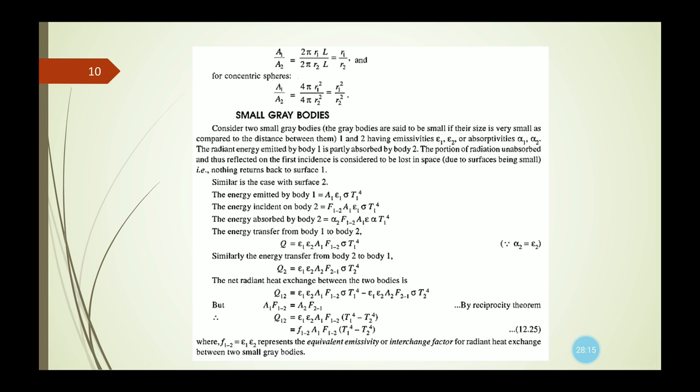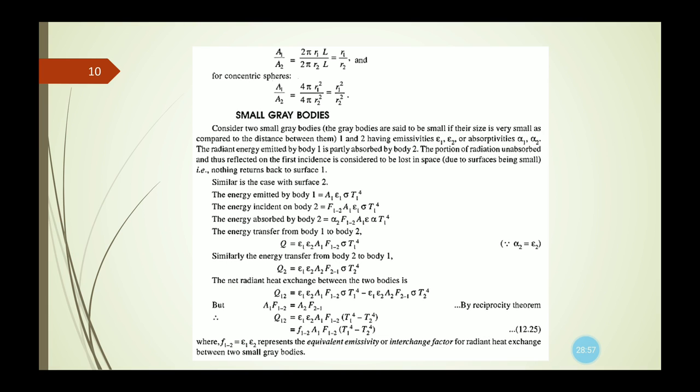Now what will be the energy transfer from body 1 to body 2? Here, if we consider Kirchhoff's law, then you can write the energy transfer from body 1 to body 2 as Q1 equals epsilon 1 epsilon 2 A1 F12 sigma T1 to the power 4, considering Kirchhoff's law. Similarly, the energy transfer from body 2 to body 1 can be represented as Q2 equals epsilon 1 epsilon 2 A2 F21 sigma T2 to the power 4.